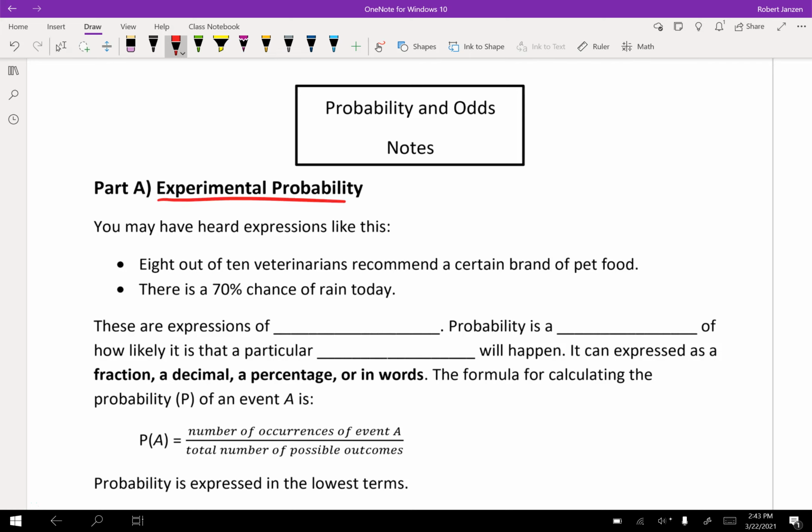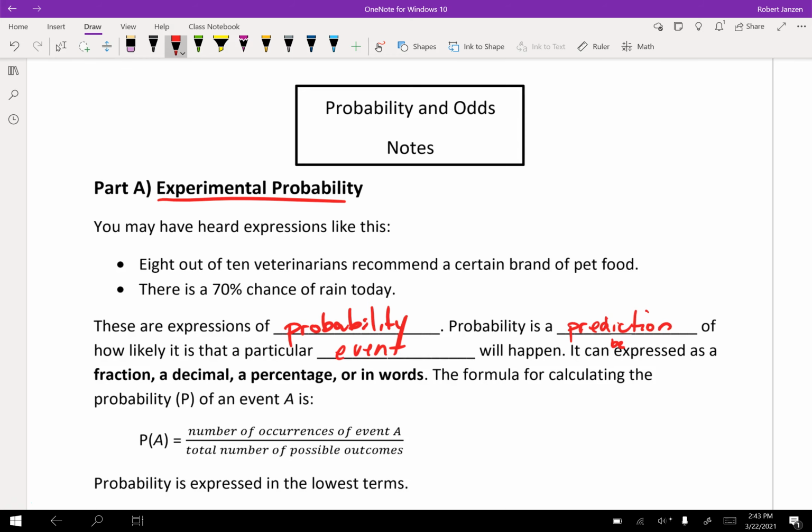You may have heard expressions like this: 8 out of 10 veterinarians recommend a certain brand of pet food. Or you may have heard there is a 70% chance of rain today. These are expressions of probability. Probability is a prediction of how likely it is that a particular event will happen. It can be expressed as a fraction, a decimal, a percentage, or in words.